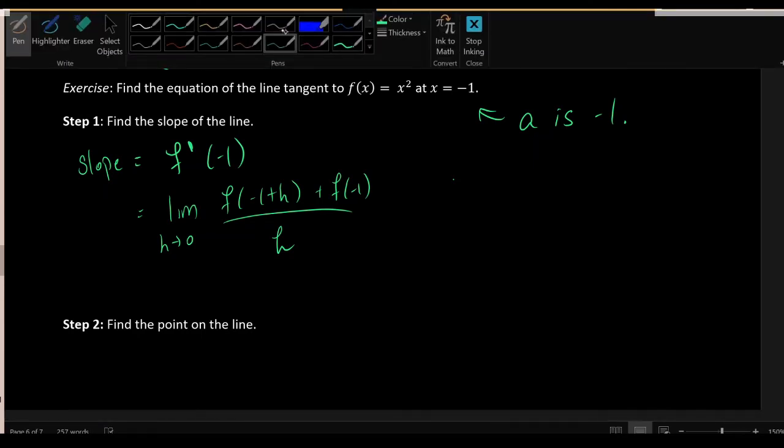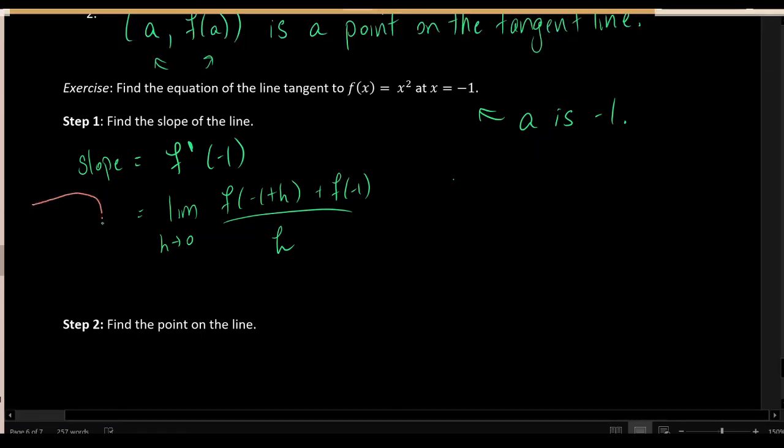Now we did a calculation very similar to this yesterday. F of minus 1 is minus 1 squared, which is positive 1. F of minus 1 plus h is minus 1 plus h squared, which can be simplified to positive 1, negative 2h, positive h squared.